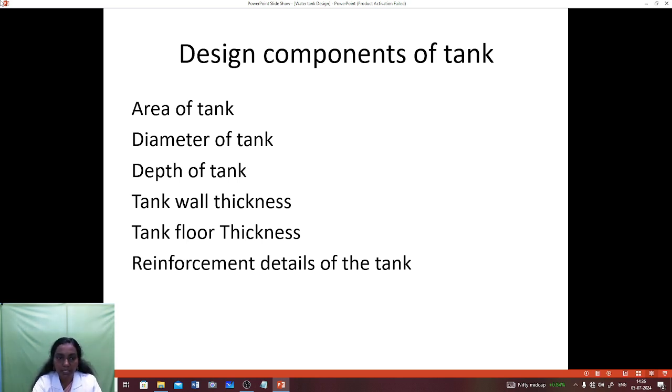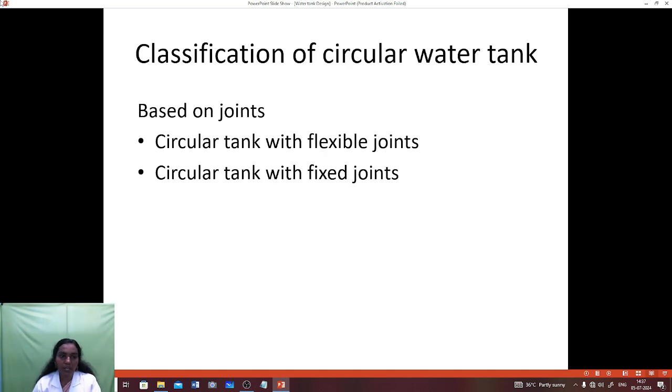Then the diameter of the tank. Pi r square is the formula: pi r square is equal to the area. So the area is calculated. The next step is to calculate the diameter of the tank. Then the depth of the tank. The depth of the tank, as classified by the IRC code method, is 2 to 4 meters. And the tank floor, which is like the basement of the tank, is assumed to be 150 mm to 250 mm. And the last one is the reinforcement detail of the tank.